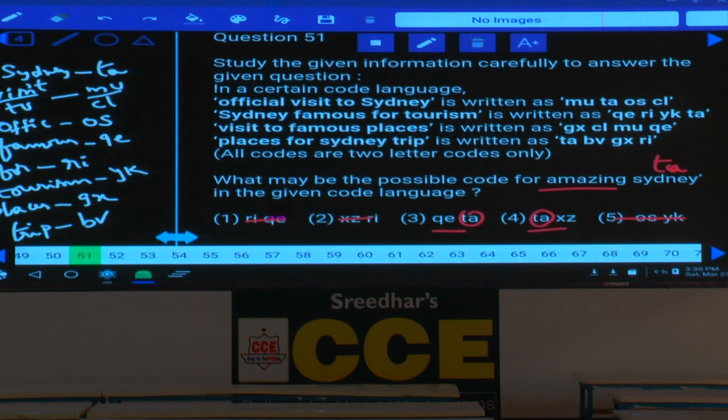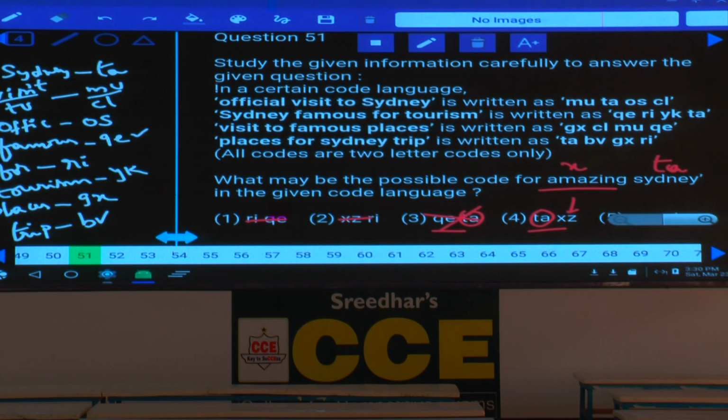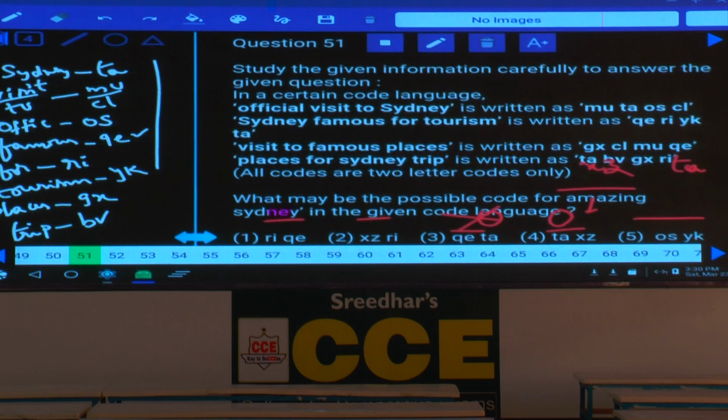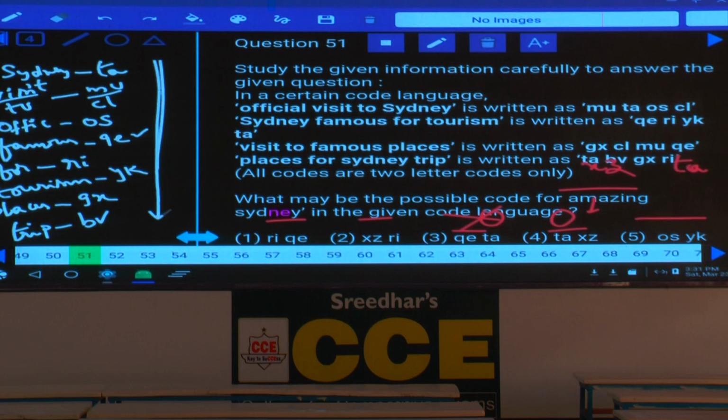No. Why? Because QE is the code to the word famous. It cannot be the code to the word amazing. Hence choice 3 is ruled out. Now we are left with only choice 4. Now XZ. Now tell me whether XZ can be the code to the word amazing or not. As XZ is nowhere given in any one of the sentences, it cannot be the code to any one of these words. Hence it can be the code.